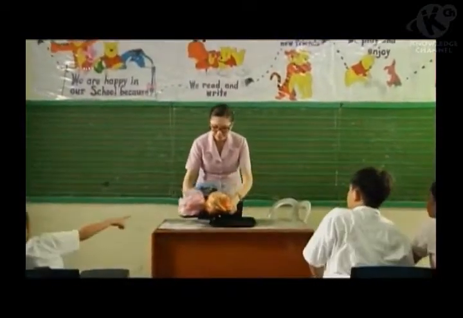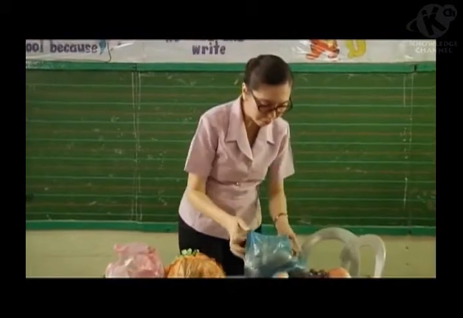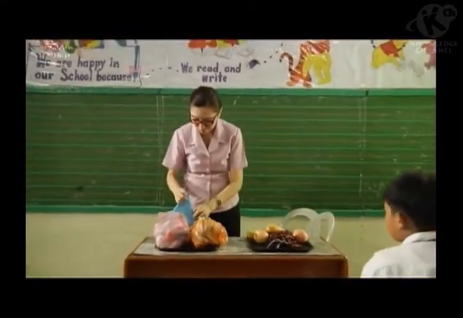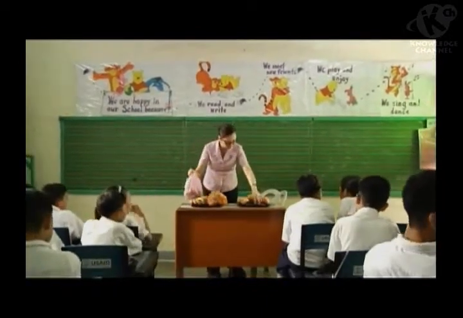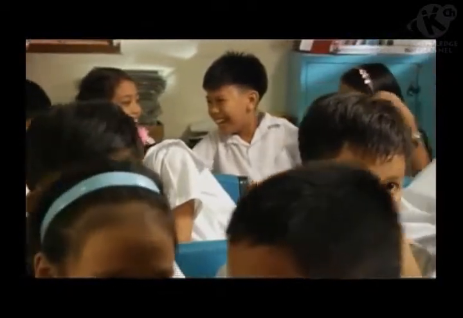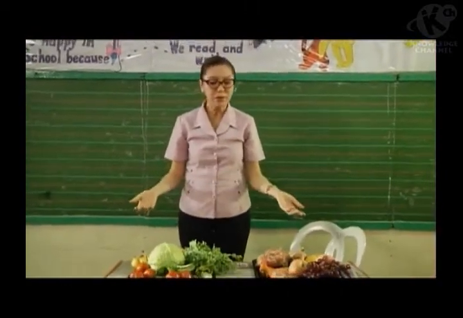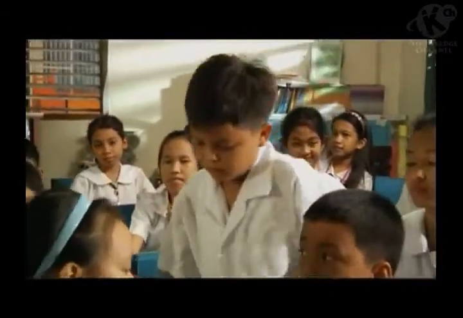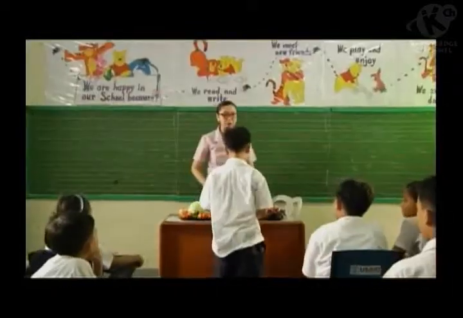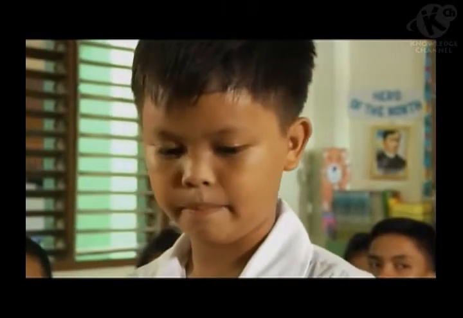Take your seats. Class, as you can see, today we have these fruits and vegetables, and this will be the topic of our discussion for today. Now, first, I need a volunteer. Angelo, come to the table. I want you to sort out the fruits and the vegetables. You put all the fruits on this tray and all the vegetables on this tray. All right? Yes, ma'am. Go, Angelo.